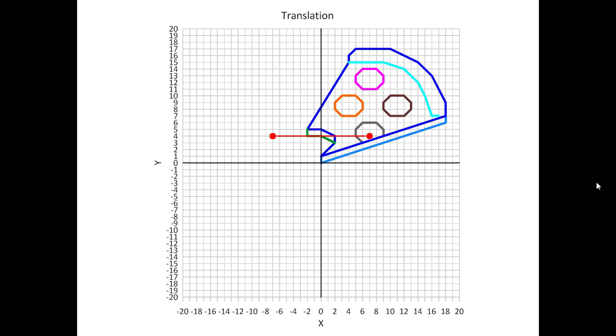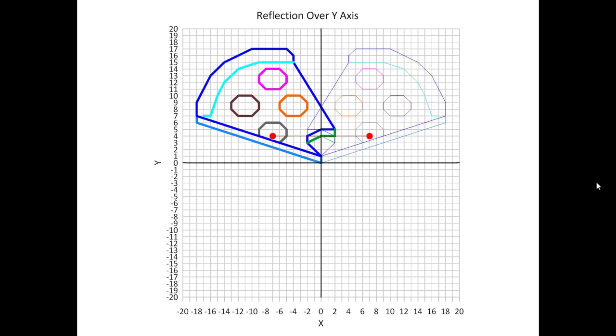If we do that now for every point in the pizza, this is what we get. So every point is moved across the y-axis an equal amount. If you get rid of the ghost image, you're left with the final position of the figure.